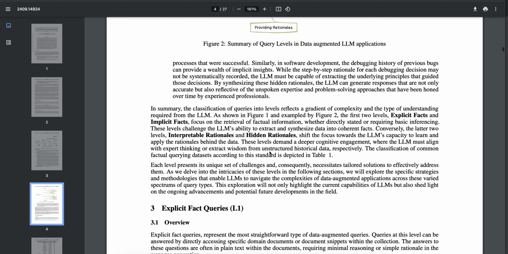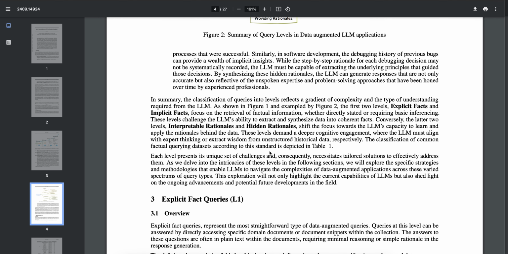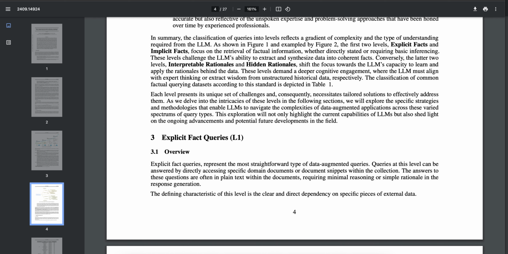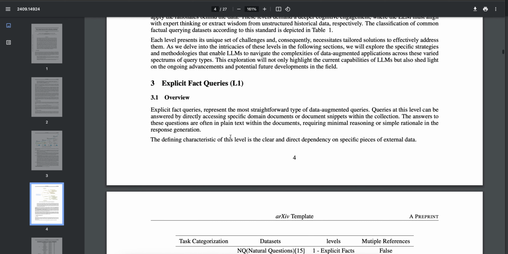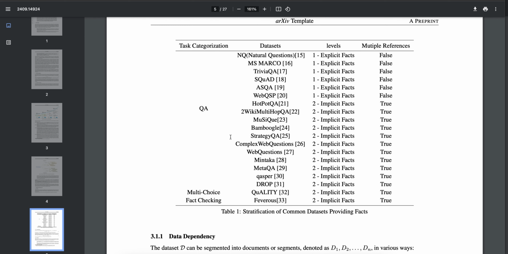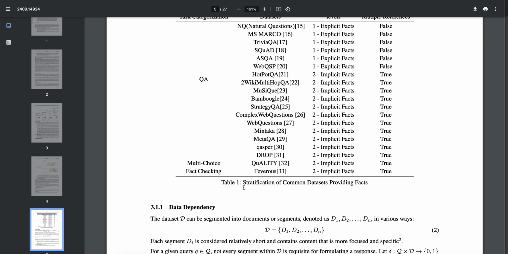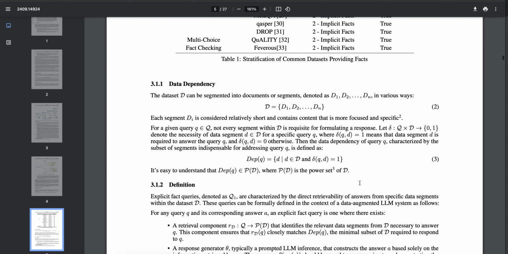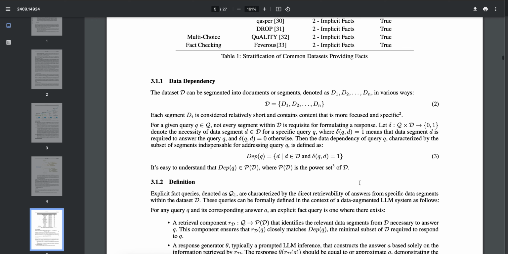Now if you go one by one, we are going to discuss the types of queries. The first is pretty straightforward: explicit queries. We don't need to do much. The only problem we sometimes face here is the data dependency, right? Because we are solely relying on the data that we have in our vector database. So there is a satisfactory common data set for providing facts, you can use this data set for testing. And this is the same equation telling the dependency of the data that our current model and query have.